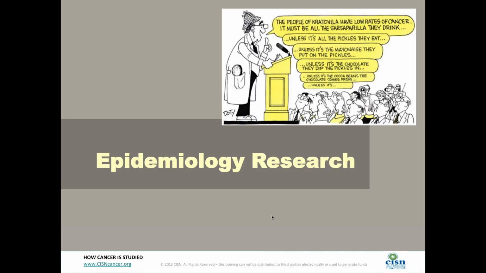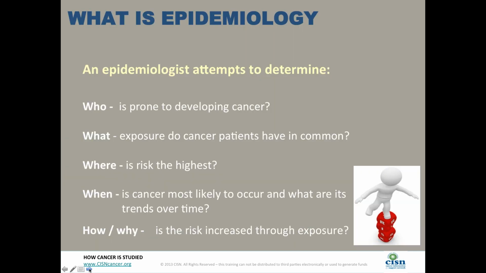And this might be new for some people, epidemiology research. Every time I see this cartoon, I have to laugh: the people at Pratovilla have low rates of cancer. It must be all the sarsaparilla they drink, unless it's all the pickles that they eat. Unless it's the mayonnaise they put on the pickles, unless it's the chocolate they dip the pickles in, and on and on and on. So epidemiology puts two ideas together and draws inferences, and sometimes those inferences aren't really correct because they just don't have enough data. We'll go through this a little bit more so you can see.